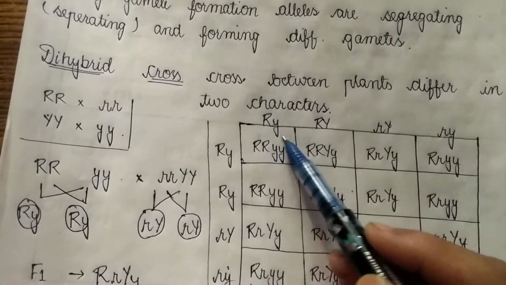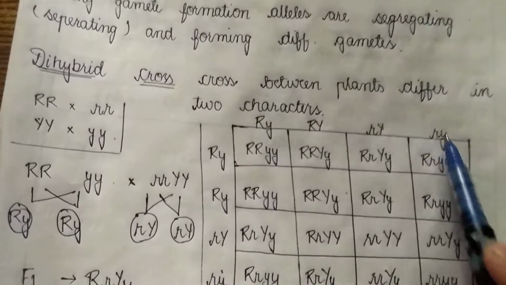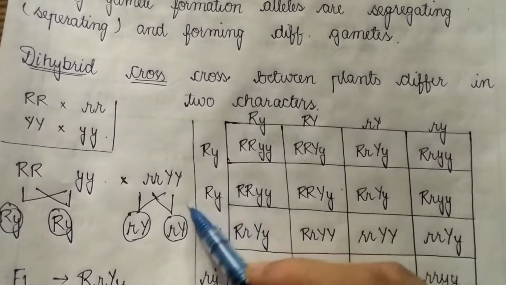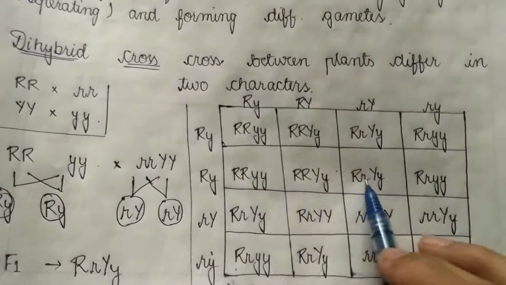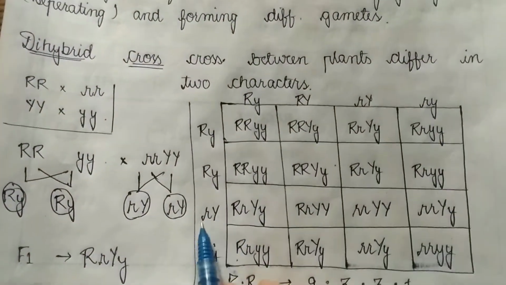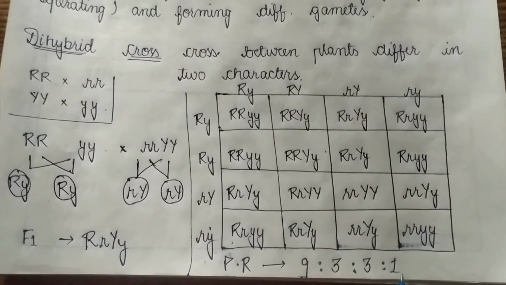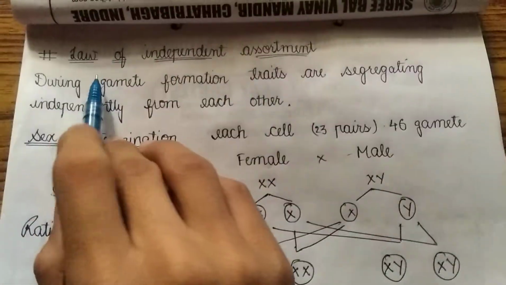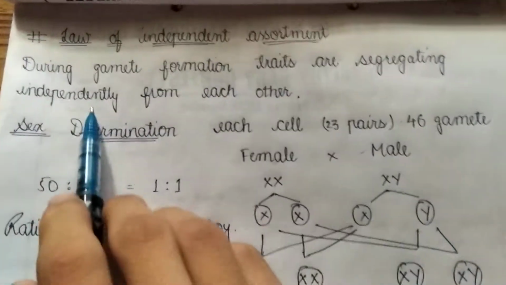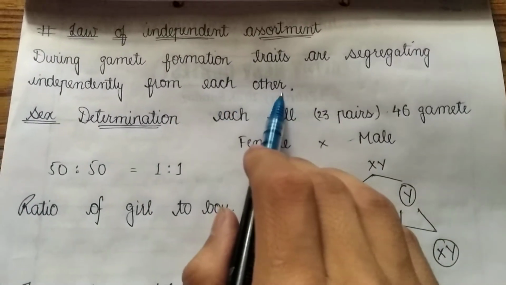Now we will cross between these two right here, in this two here and this here. Now we will take second and here first and second and third, second and fourth. Now we will take third and same as fourth. So the phenotype is 9:3:3:1. Okay, clear? Now we will see the law of independent assortment. During gamete formation, traits are segregating independently from each other.